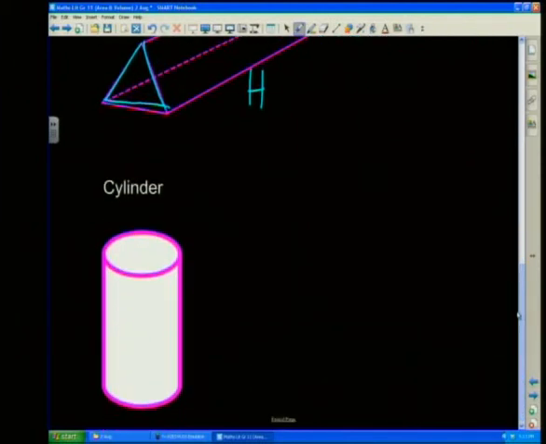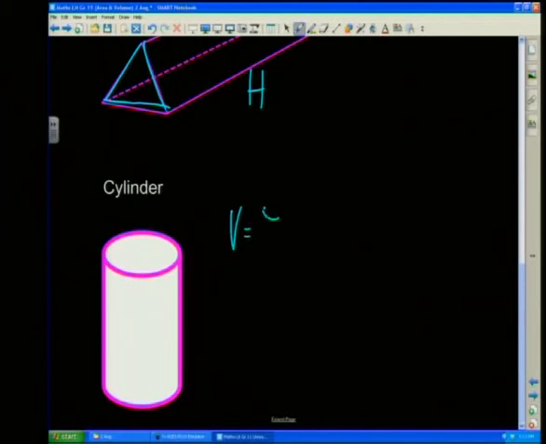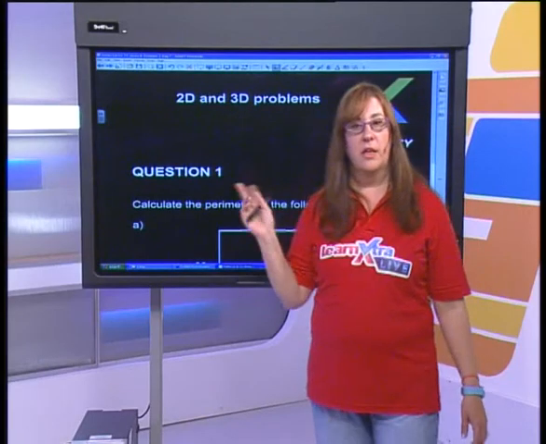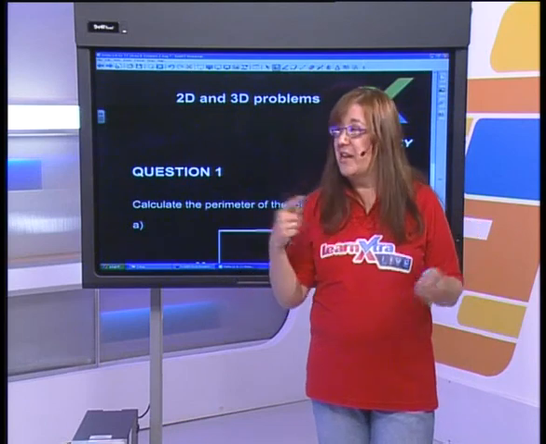And the same thing with the cylinder. What's common? My common side is my circle. And again, I'm going to times it by the height of the shape.